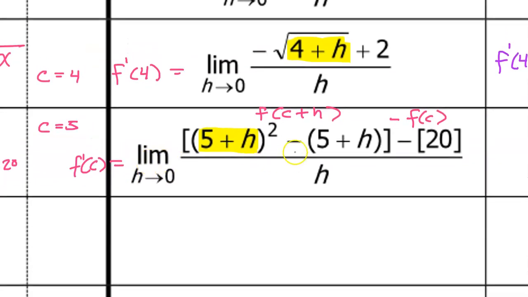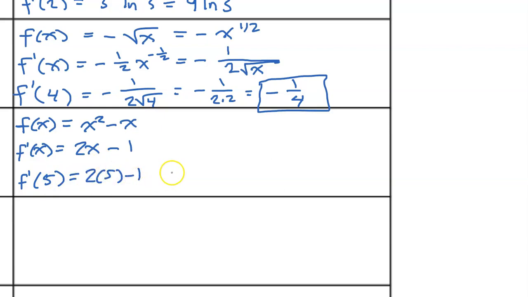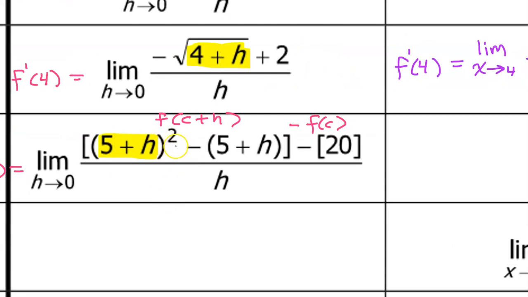So if I want to find this limit, it would be quicker to use our derivative rules. Remember that f of x is equal to x squared minus x. So the derivative using the power rule will be 2x minus 1. We want to evaluate this derivative at 5. So this would just be 2 times 5 minus 1, which would be 9. So that is far easier than actually evaluating this limit.